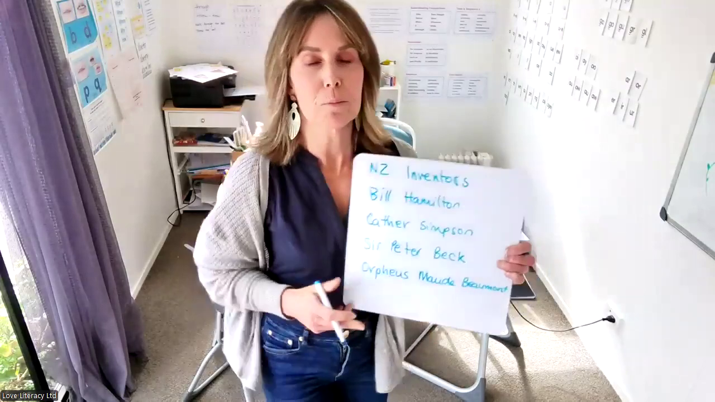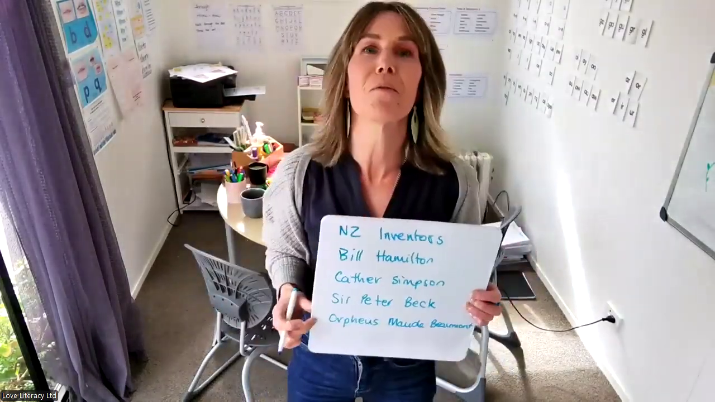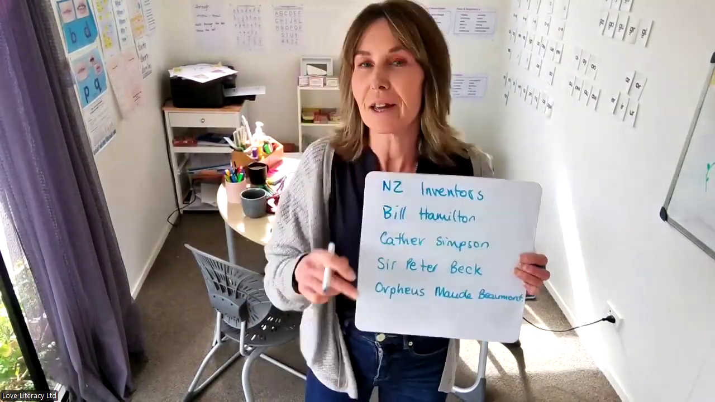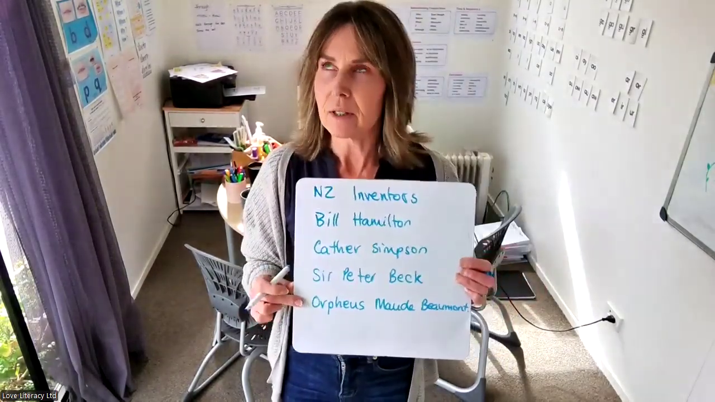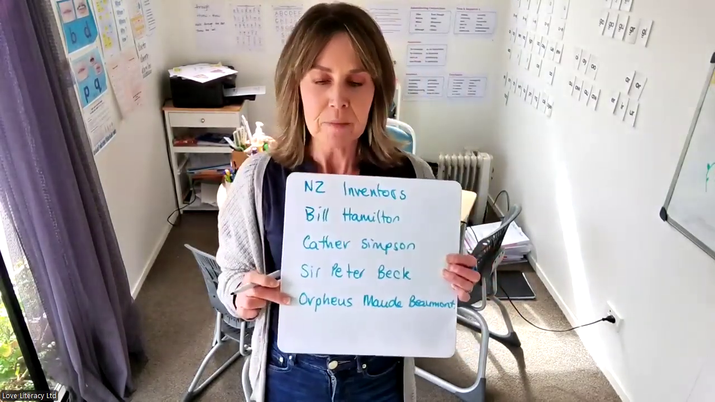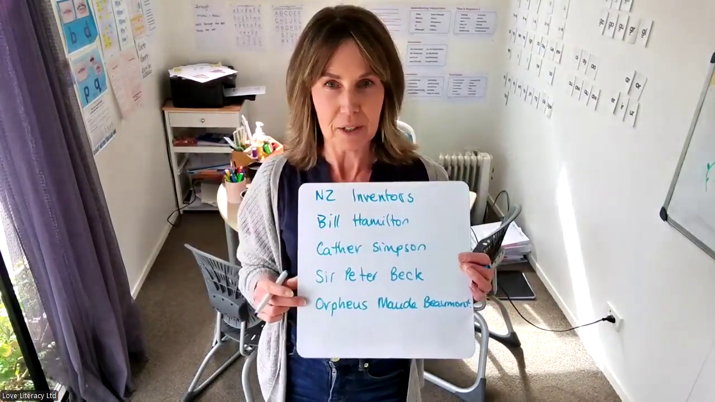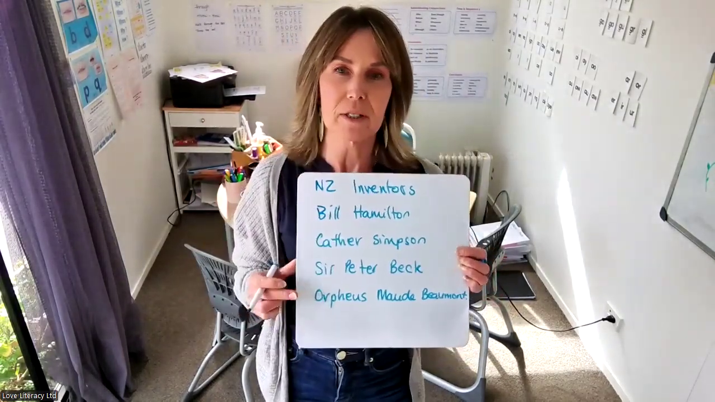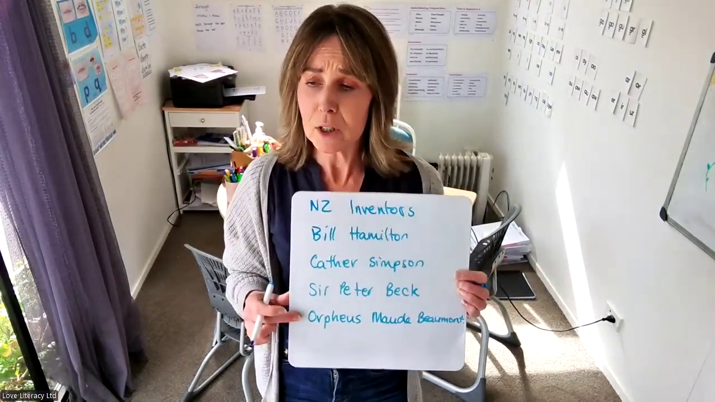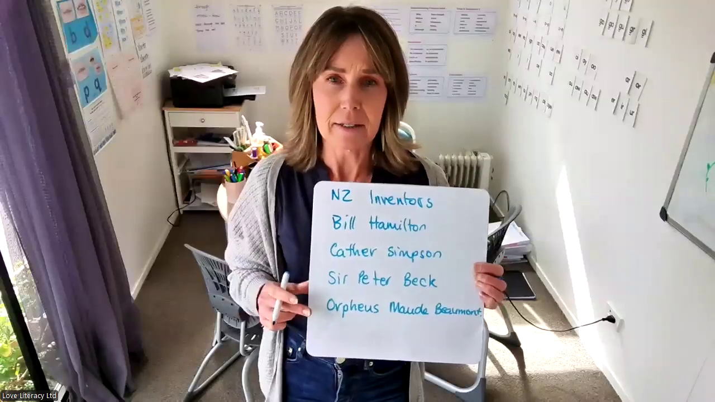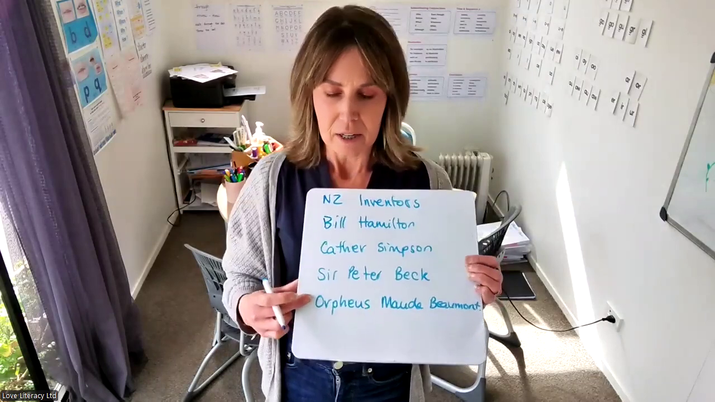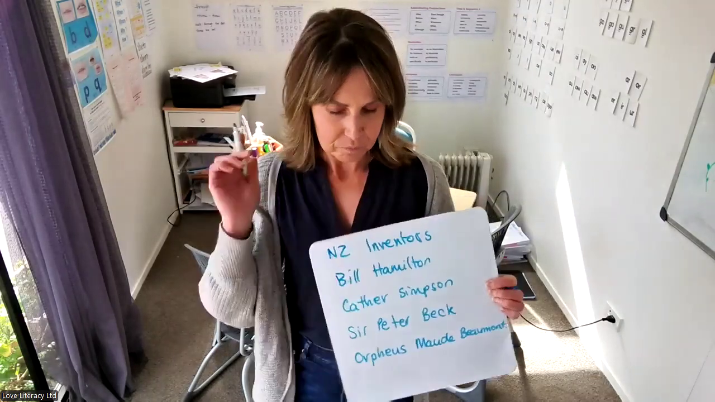Now, if you want to know a little bit more about Orpheus Maud Beaumont, she is fascinating. So she actually invented what the modern day life jacket is based off, following the tragic events of the Titanic. And what was quite cool is this is way back in the early 1900s when women were the minority and not seen as a sex that could be doing any inventing.